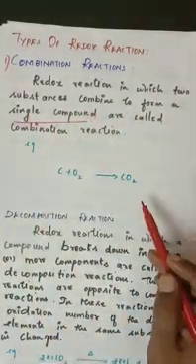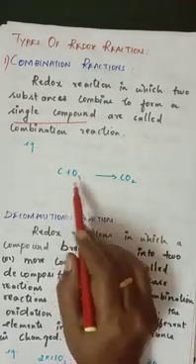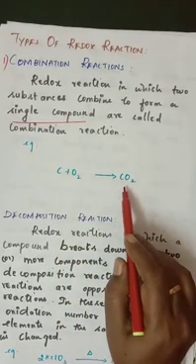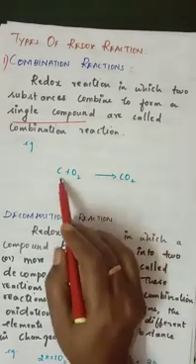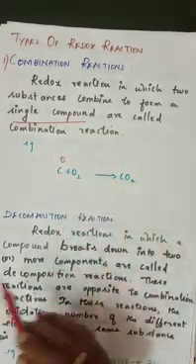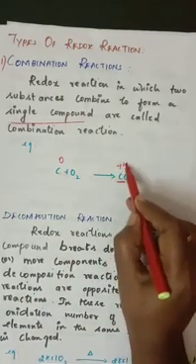Combination reaction. So in this, carbon is treated with oxygen. So two or more compounds combine to form a single compound. This is known as combination. So carbon as well as oxygen. Here, carbon has 0 oxidation number. At the same time, here in the product this is +4 oxidation number.